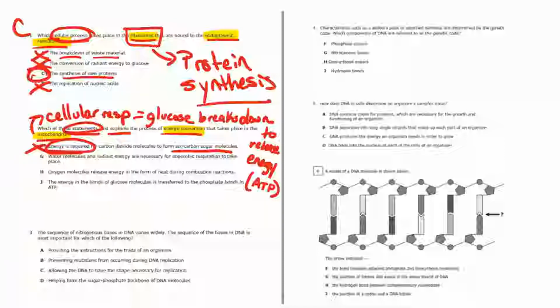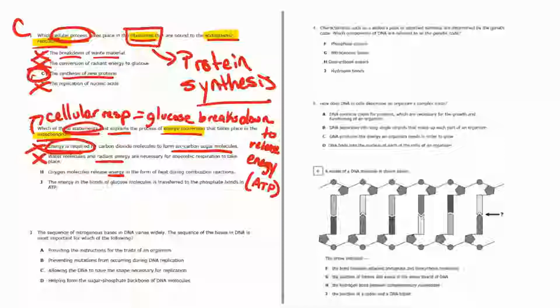G, water molecules and radiant energy. Right there, by reading radiant energy, you should know that this is not involving cellular respiration. H, oxygen molecules release energy in the form of heat during combustion reactions. Yes, they are talking about energy, but are they saying that they're breaking down glucose here and somehow releasing that energy in the form of ATP? No. So let's just leave that one to the side and move on to J.